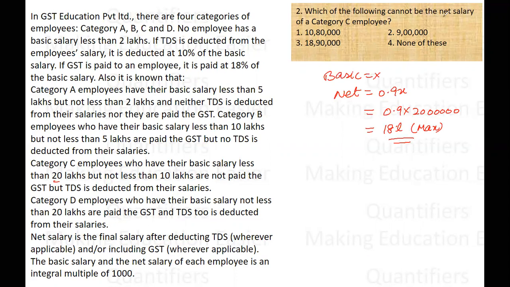So the question says which of the following cannot be the net salary? So it cannot be 18 lakh 90,000 at all. This is the maximum salary of this category, which is 18 lakh, since 10% TDS will be deducted.